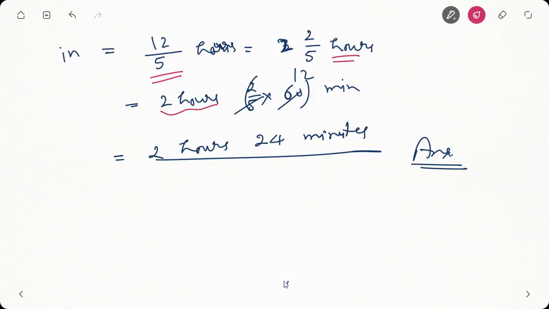So clearly this is 2 hours separate, and 2 by 5 into 60, we'll convert that into minutes. So 5 12s are 60, 12 2s are 24. So the answer is 2 hours 24 minutes. So if both the inlets, A and B, are open, then they will take 2 hours 24 minutes to fill the tank. Let's take another example where we will be using an outlet.